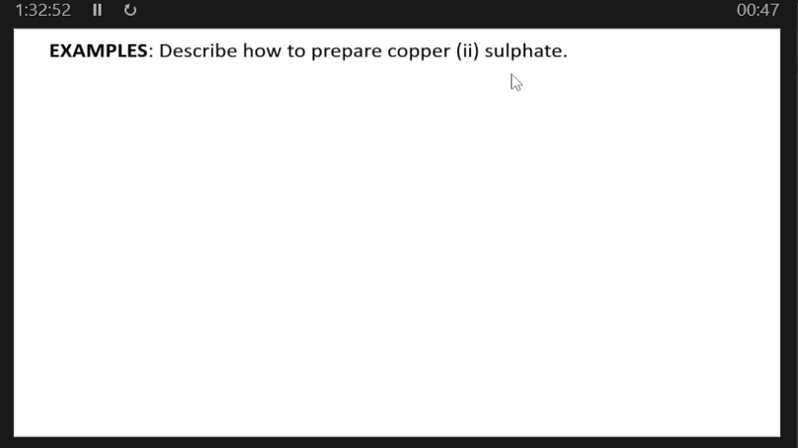Then lead sulfate is insoluble, but copper 2 sulfate is not insoluble. So it is soluble. So we are going to say copper 2 sulfate is a soluble salt. Now, this copper is a transition metal. So since it is a transition metal, it is not of group 1. Then we will not use titration.